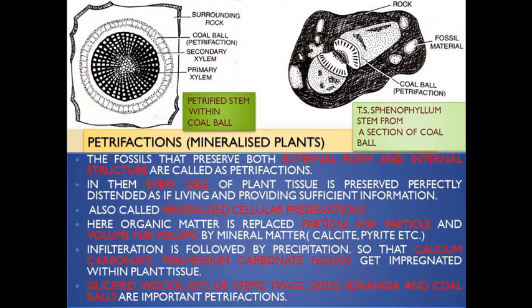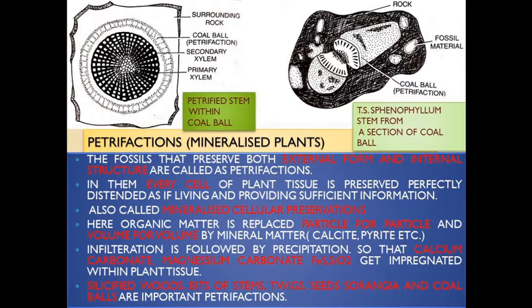In them, every cell of plant tissue is preserved perfectly, distended as if living. It looks like a living one and provides sufficient information. So they are also called mineralized cellular preservations. So as you can see on the slide, the top left diagram, it is a petrified stem within a coal ball in a coal deposit. It is the surrounding rock. You can see the labeling coal ball petrifaction, and then there is secondary xylem and primary xylem.